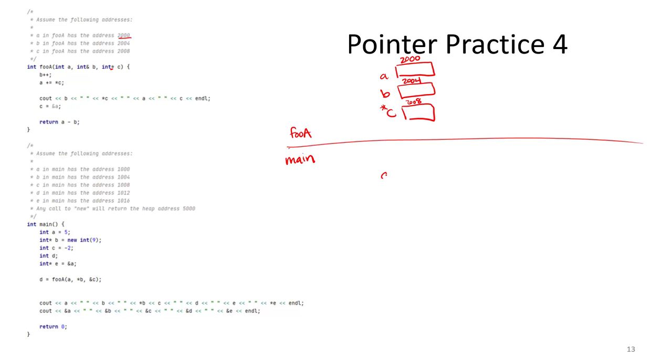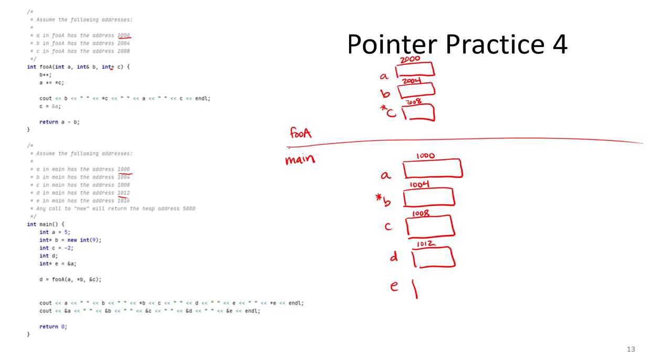In main, I have another variable named a. Remember, this variable a is local to main. Since it's declared in main, it only exists in main. It has the address 1000. Similarly, my variable b in main has the address 1004. Variable c in main, I'm told, has the address 1008. And notice variable b is a pointer, so I'm just giving an asterisk there so I remember. Then we have our variable d, which I'm told has the address 1012. And finally, my variable e in main, which has the address 1016.